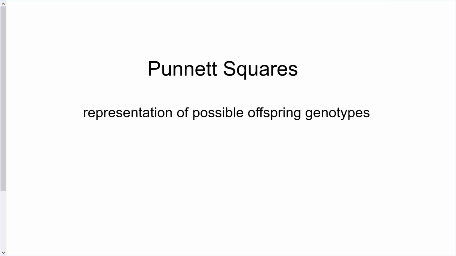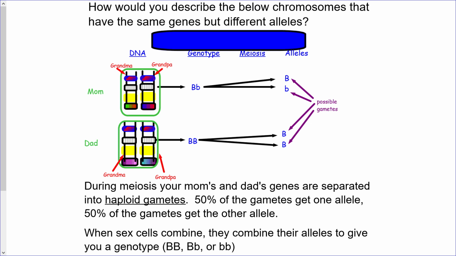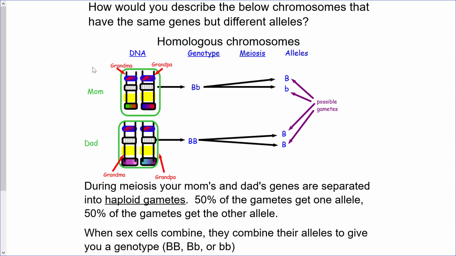All right, so let's pause here for a second, or rather, we're going to transition into Punnett squares, which is a representation of possible offspring genotypes. So how would you describe the chromosomes below that have the same genes but different alleles? Those are called homologous chromosomes. So we're going to say this set of chromosomes belongs to your mother and this set belongs to your father, which means that the genes on these chromosomes belong to your grandma and grandfather, right? So it's a whole bunch of ancestors that are represented here.